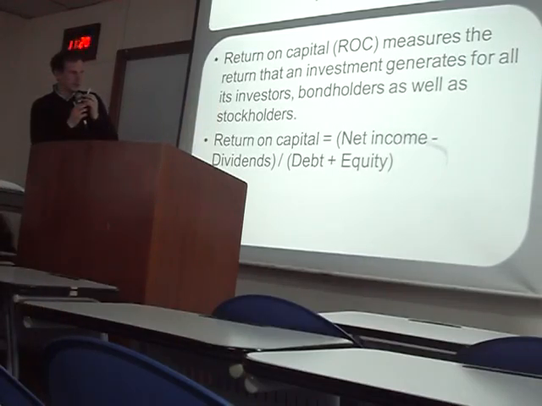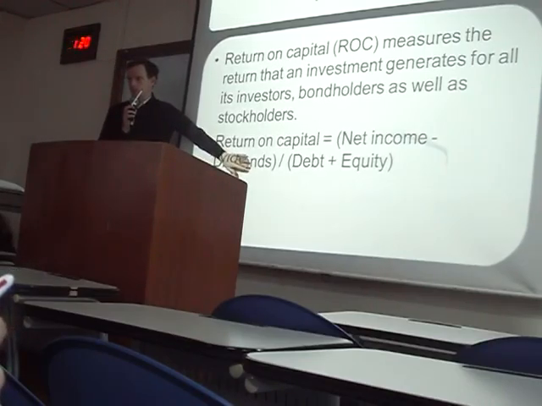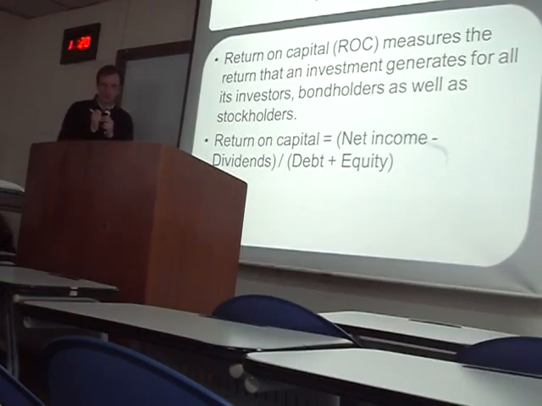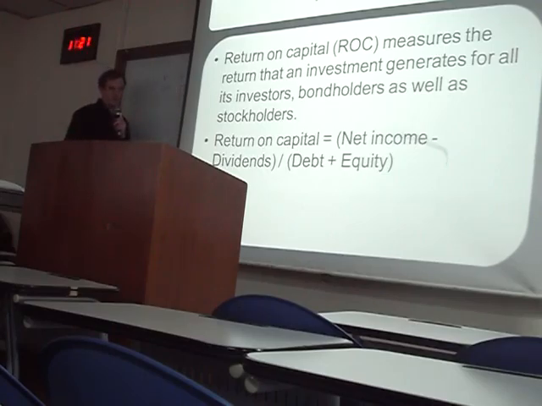So we have net income. We can include dividends, but if the company doesn't pay dividends, we don't have to worry about that. It's over debt plus equity, so we need to use both the balance sheet and the income statement. Let's say we have debt of 50 and equity of 50. And we use the income statement to see our net income. Our net income last year was 10. So what was the return on capital? It's our net income over the debt and equity. It's going to be 10%.